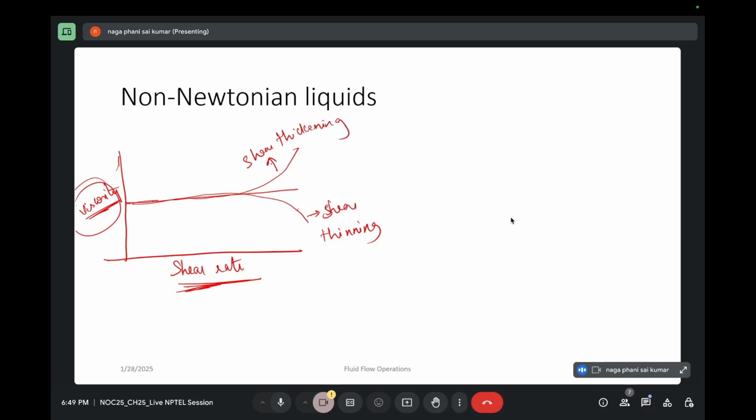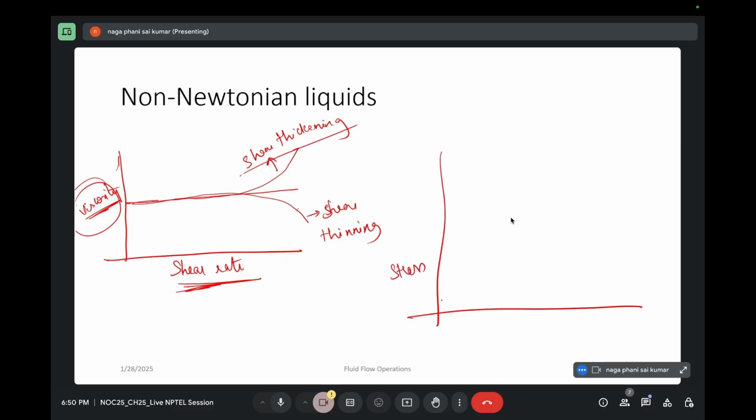So liquids which show this type of behavior are called shear thickening liquids, and liquids which show this type of behavior are called shear thinning liquids. Okay, we have these again classified into different types of non-Newtonian fluids. Then we have pseudoplastics, dilatants, Bingham plastics. We will cover that in the later sessions, but I'll just give you an idea of how they will be behaving.